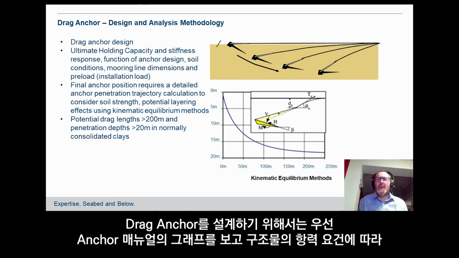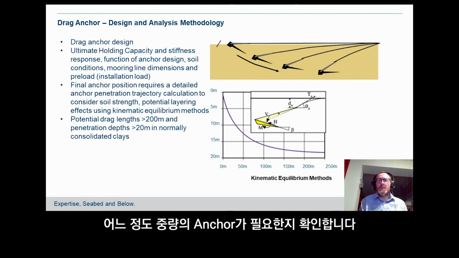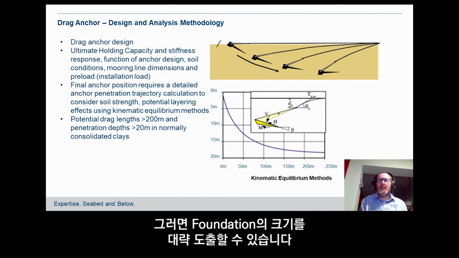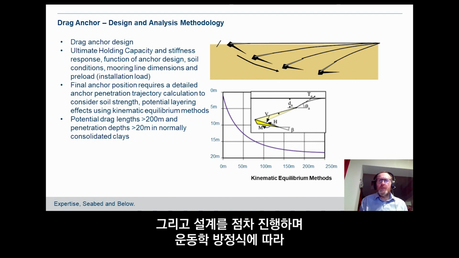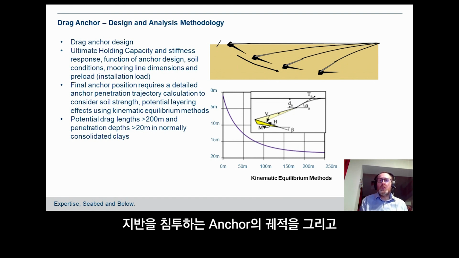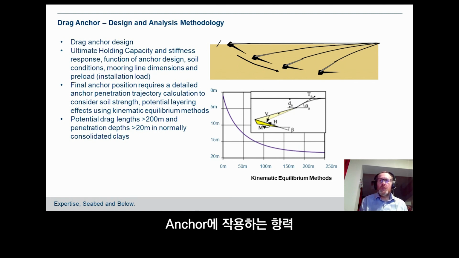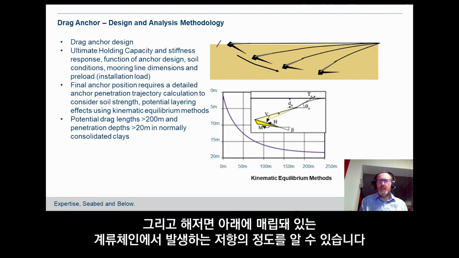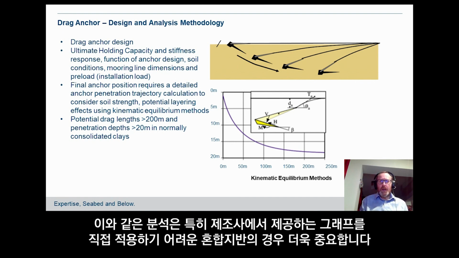So in terms of design, the initial stage is to look at anchor manuals, which give charts to show what kind of weight of anchor is required for different drag force requirements from the structure. And that gives you the initial size of foundation. And then as you go further into design, you'll look at kinematic equation methods, which look at the trajectory of the anchor as it's pulled into the ground, how the force develops on the anchor, and also what resistance is developed by the chain, which is submerged beneath seabed level.